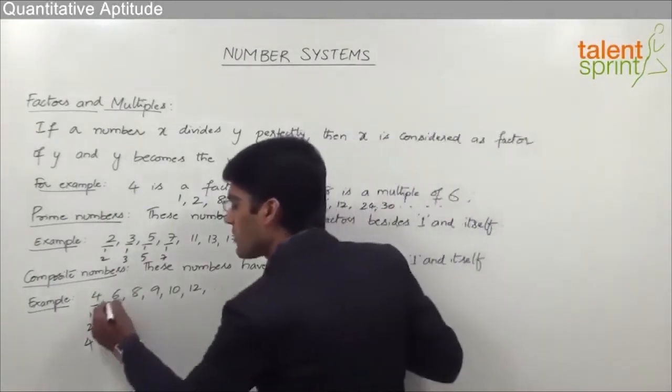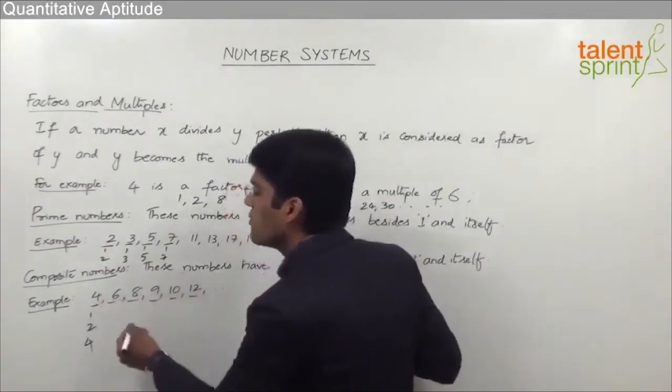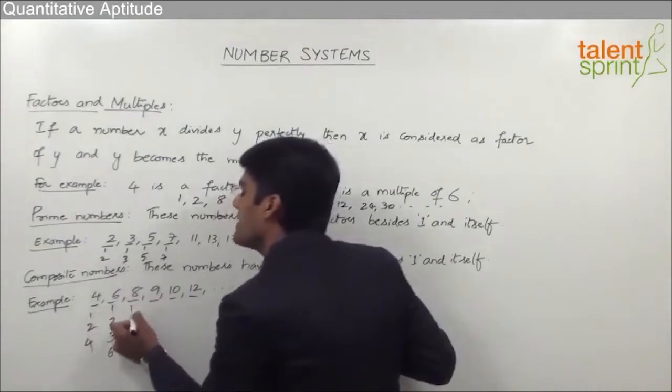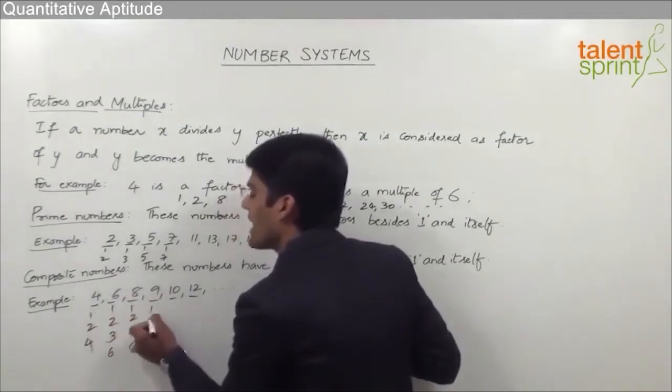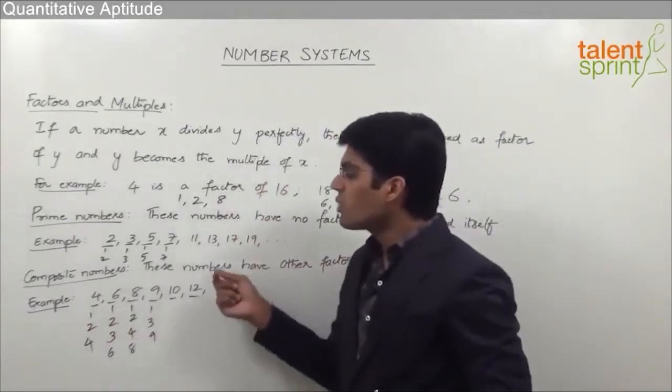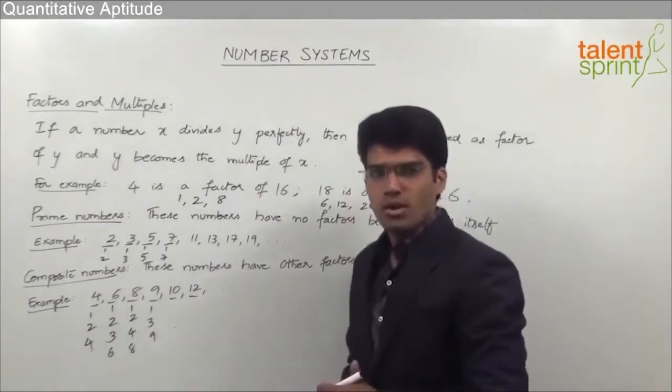Similarly, when you look at all the other numbers, they have more than two factors. The factors of 6 are 1, 2, 3 and 6. For 8 we have 1, 2, 4 and 8. For 9 we have 1, 3, 9 and so on. So all these numbers have more than two factors. So they are called composite numbers.